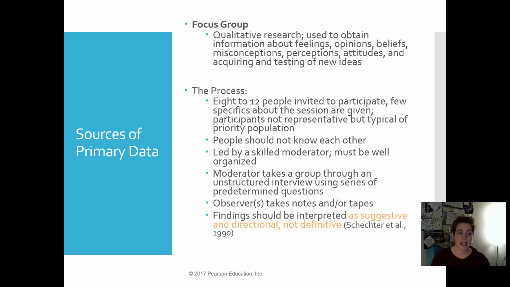So the moderator then takes the whole group through unstructured interview questions. They're predetermined, but they're left fairly open to give plenty of wiggle room for the conversation to go where it needs to go. So I think of a series of umbrella questions.